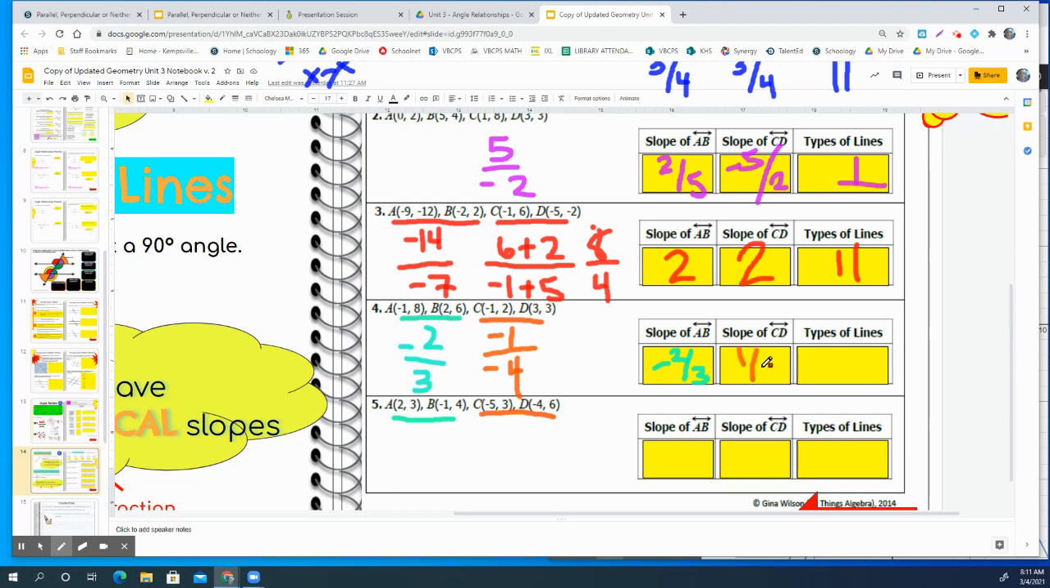Are these parallel, perpendicular, or neither? Neither. Absolutely. So they don't follow either pattern. They're not the same. They're not the opposite reciprocal. They're not even the same numbers. So this is 100% neither. What about question 5? And this will be the last one we do together like this.